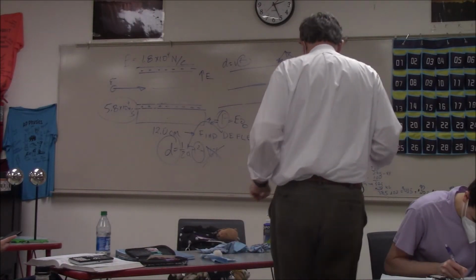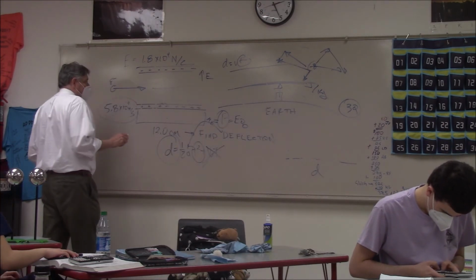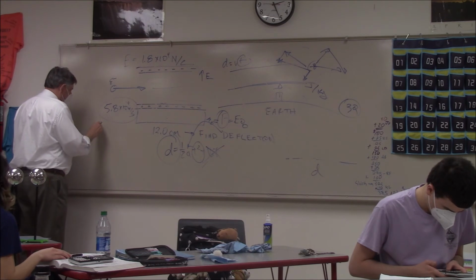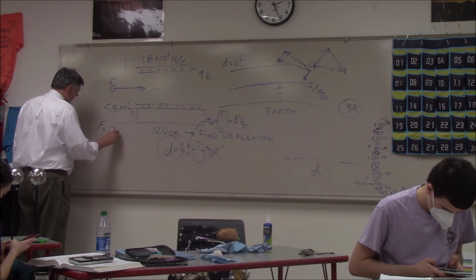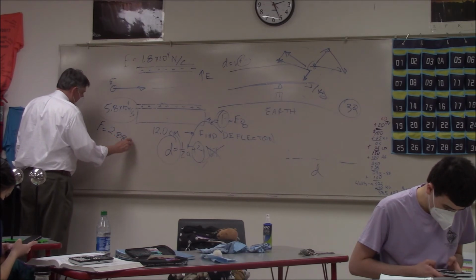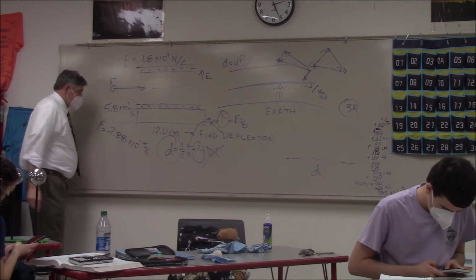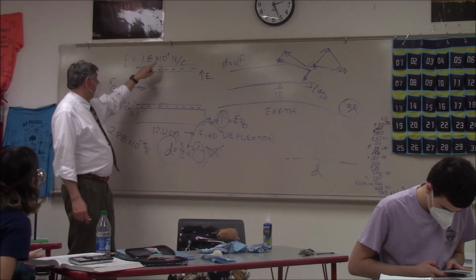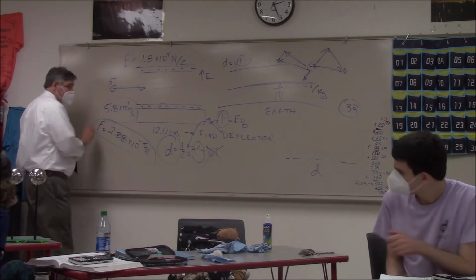Okay, so what did you get for the value of the force that the electron is going to experience? 2.88 times 10 to the negative 15 newtons, right? So you took the charge on the electron, 1.6 times 10 to the negative 19, times the value of that electric field. That's the force that it's going to feel.